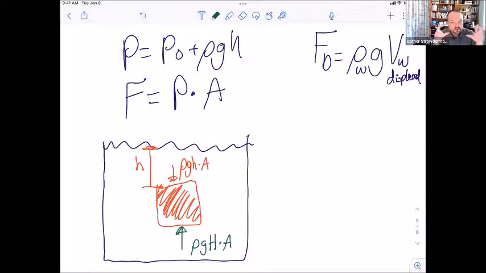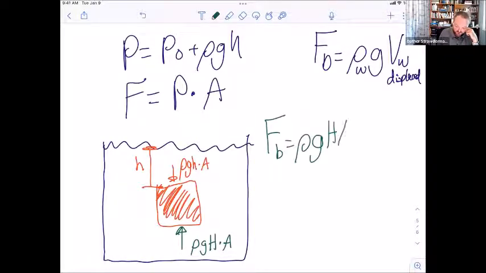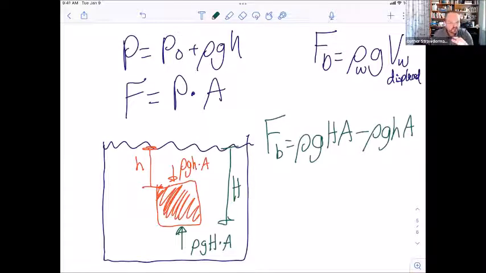And let's say that I've got some sort of rectangular solid. So it just makes it nice, and the air in the top is the same as the air in the bottom. So my buoyant force is rho GHA minus rho GHA. And what's that H? The H is from here. The big H is from there down at the bottom. And this is all showing up for y'all, right? I'm doing this on Notability, so I sure hope it's showing up.